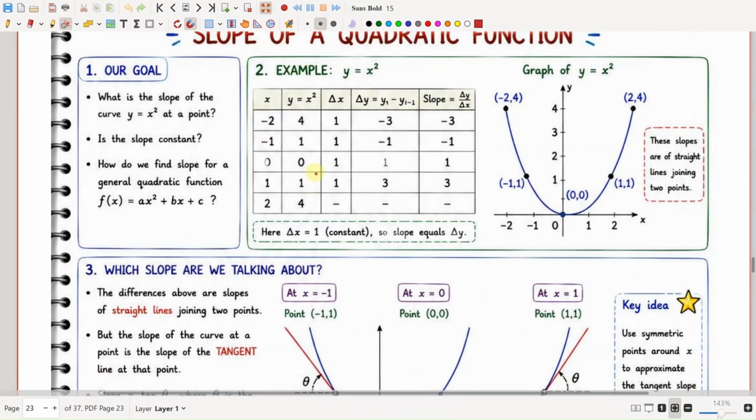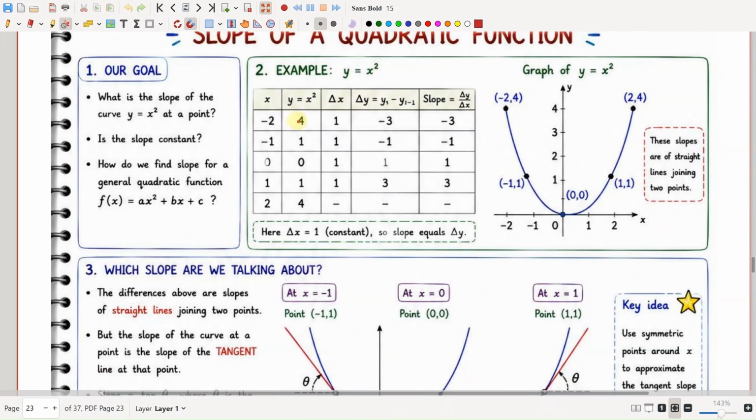Now I have to calculate the changes in x, which means I have to subtract consecutive values. Between minus 2 and minus 1, I'll get 1. Between minus 1 and 0, I'll get 1. Between 0 and 1, I'll get 1. And between 1 and 2, I'll get 1. I'm finding the difference between these consecutive values. Similarly, I'm also going to find the changes in y.